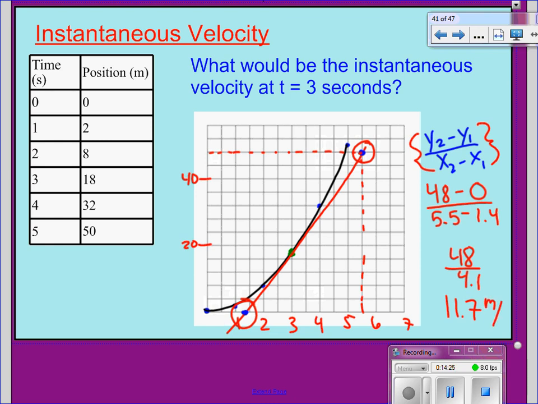And remember, slope tells you velocity. So my instantaneous velocity is about 11.7 meters per second. Now, I know from using my calculator that the actual value is 12 meters per second. So the closer to 12 meters per second, the better your tangent line was drawn. But remember, since you're doing it by hand, it's okay to be off a little bit. As long as you show your work that you drew a tangent line and that you took the slope of it, you'll be fine. This now concludes the video on instantaneous velocity.